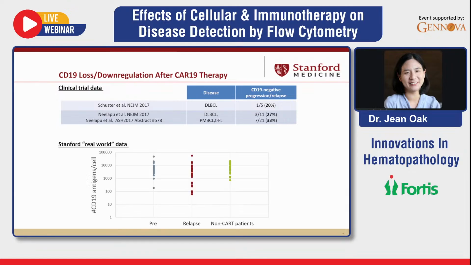So this is a cohort of patients at our institution who had large B-cell lymphoma and got assessed for a CD19 CAR T. And as you can see on the y-axis, we have the median number of CD19 antigens per cell. And compared to the pre-CAR or the non-CAR T patients, the relapse patients had decreased overall levels of CD19, and a subset actually showed very low levels that are below 1,000 antigens per cell.